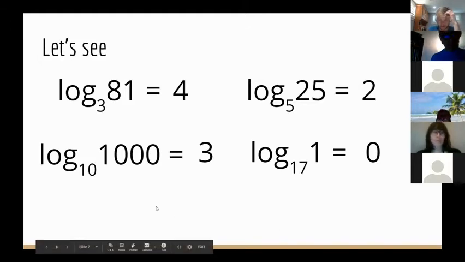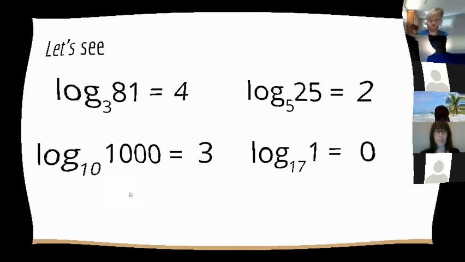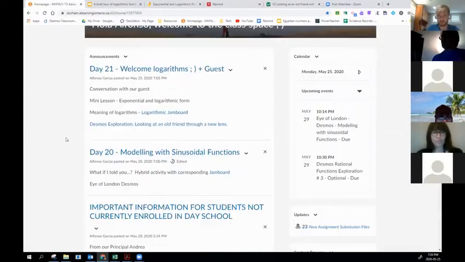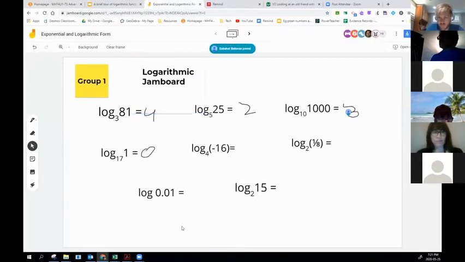Okay, but you know what? Because you guys are so good at this, we're going to do 4 more, but this time we're going to do them a bit differently. We're going to go to our Jamboard, because if we don't do Jamboard, it doesn't feel like we're in class. Welcome, logarithms, and our guests. So this is actually out of order, so forgive me for that. But what I want you to do is get to the logarithmic Jamboard. And the logarithmic Jamboard looks like this.